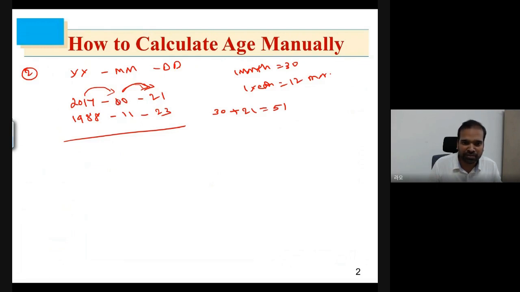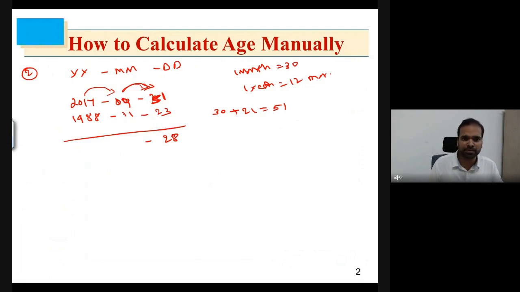Of course it will become 9 because I borrowed 1 month. Now this 21 will become what? 51. Yes or no? Yes. Now I can subtract 51 minus 23. So you know 51 minus 23, I can write what? 28. Clear. Now can I subtract 9 months from the 11 months?